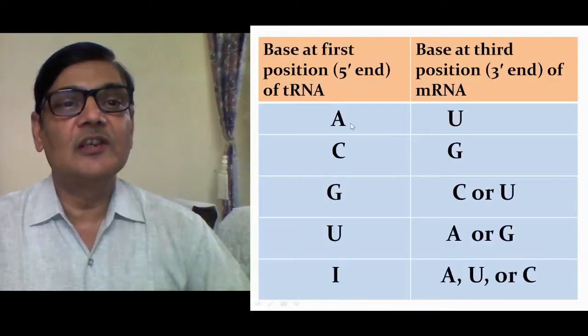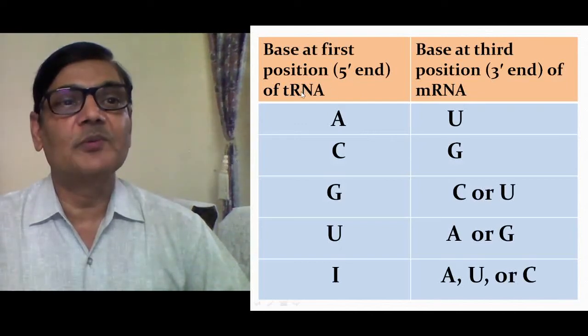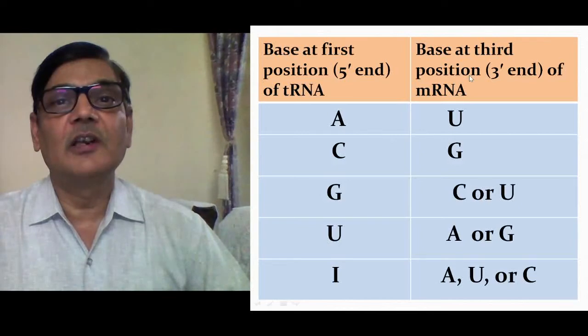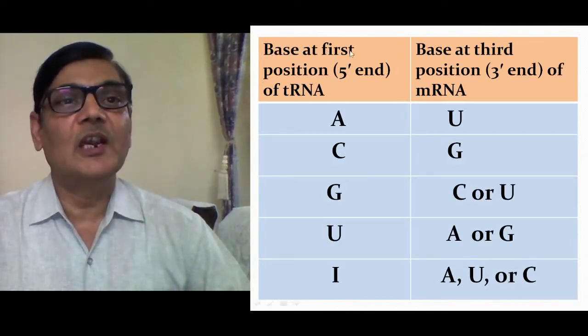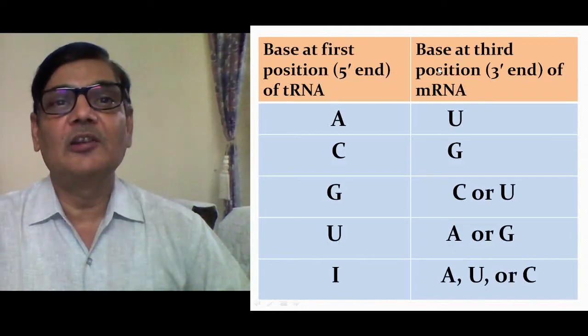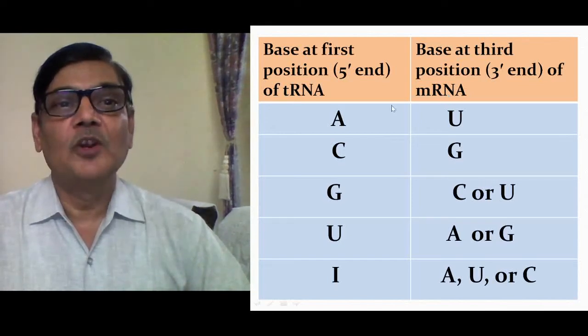And this is a table through which we can have an idea of what sort of flexible pairing is possible between the first letter of transfer RNA and the third letter of messenger RNA. So the base at the first position, that is the 5' end of transfer RNA, and the base at the third position of messenger RNA. So if it is A at the first position of transfer RNA, it will be pairing with U. Likewise, if C is there in the anticodon as the first letter, it will be pairing with G.